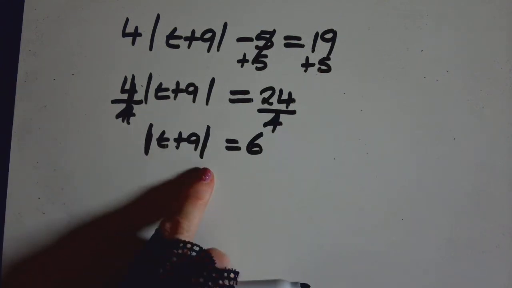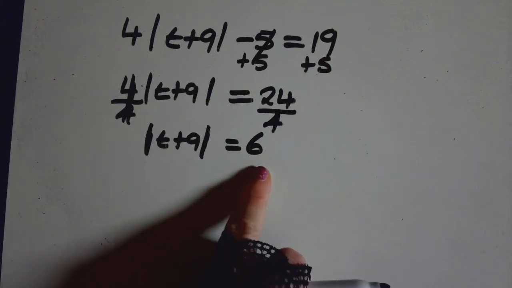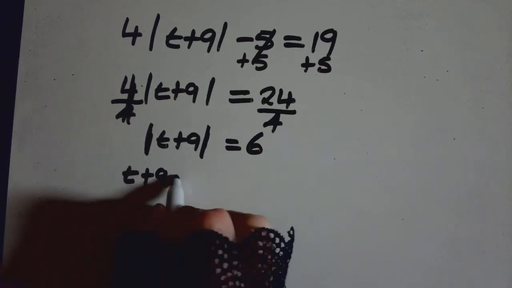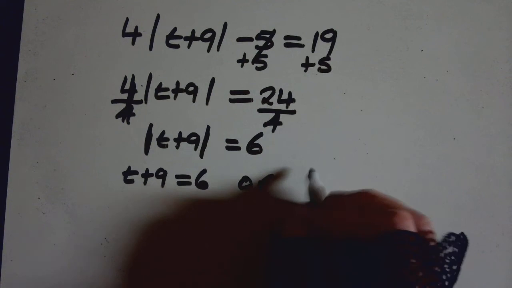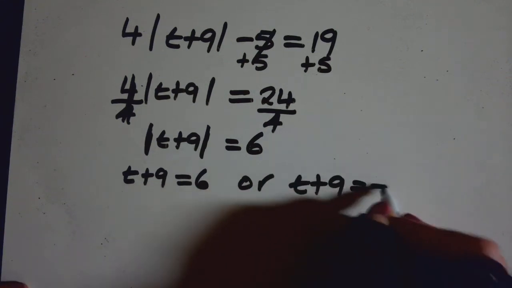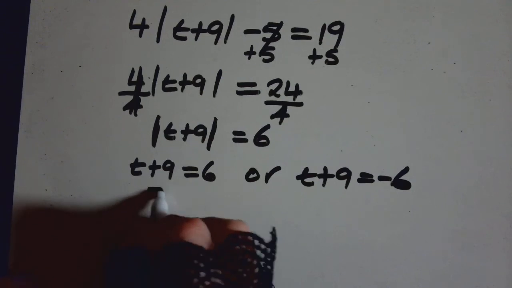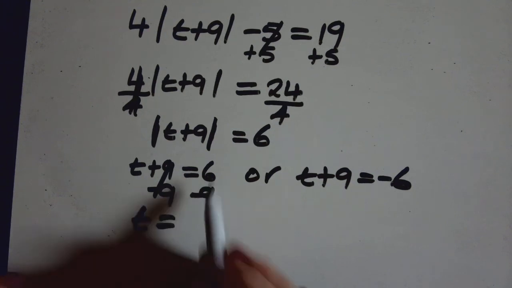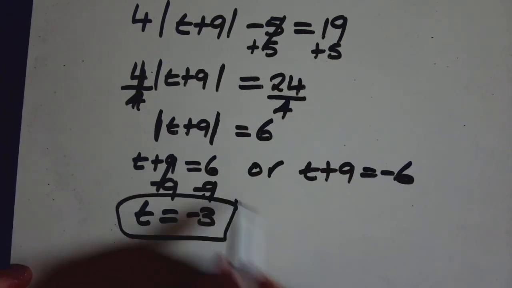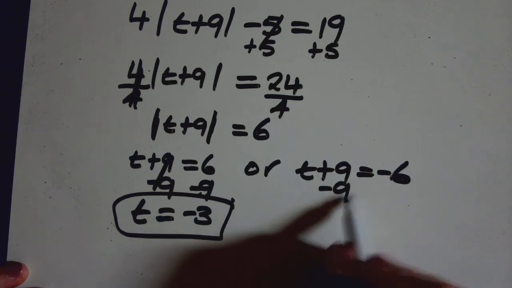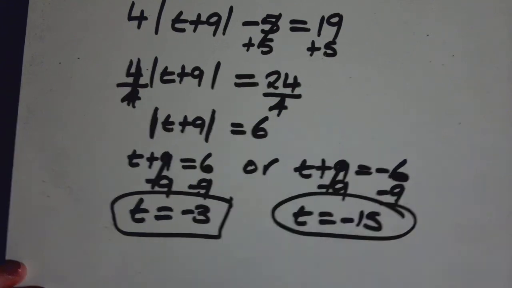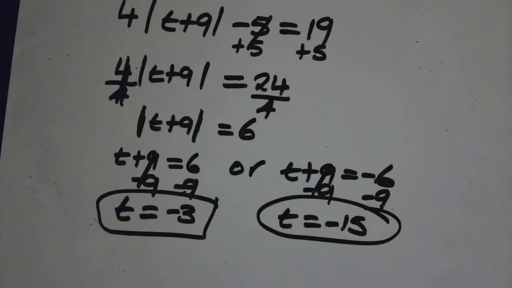Alright, so this absolute value is equal to a positive number, so that means I can find two solutions. The first one is t plus 9 equals 6, or t plus 9 equals negative 6. Subtract 9, and t equals 6 minus 9, which is negative 3, so that's one of the solutions. Subtract 9 from negative 6, and t equals negative 15, that is the other solution. Okay, so I'll let you look at that.